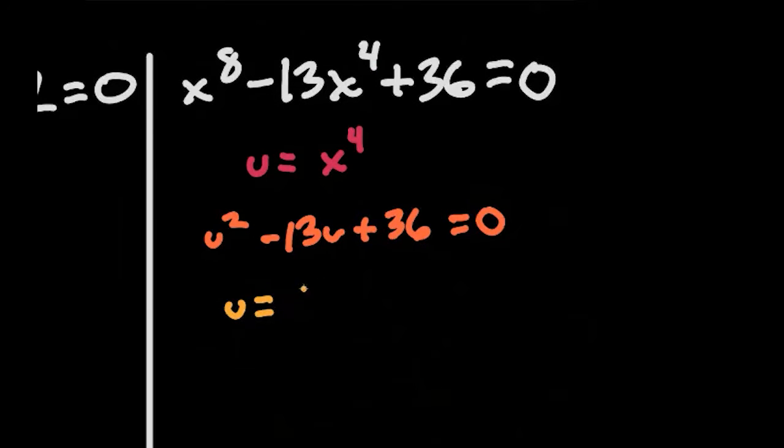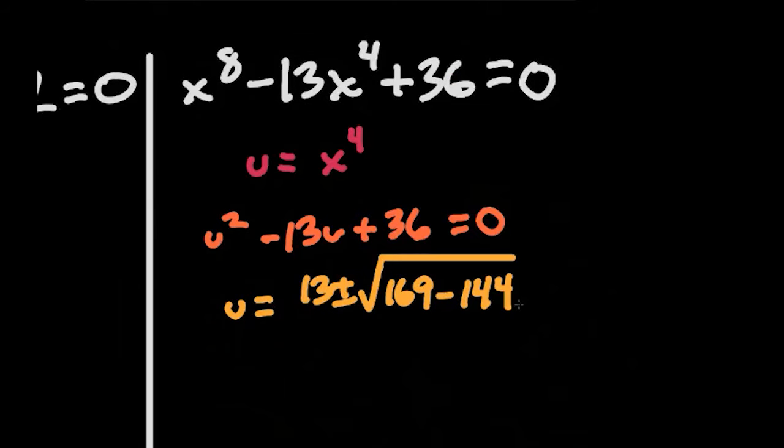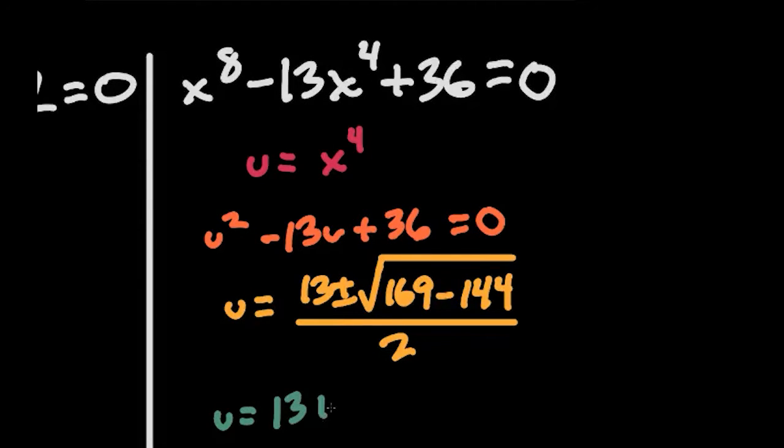We're going to use quadratic formula here. So it's going to be negative b plus or minus the square root of b squared, which is 169, minus 4ac. So it's 4 times 1 times 36. And you end up with 144. We're going to divide all this by 2 times a, which is 2 times 1. So it's just going to be a 2 here. And then this is going to simplify to 13 plus or minus the square root of 25, because if you subtract this and this, you get 25. So you're just going to end up with a 5.